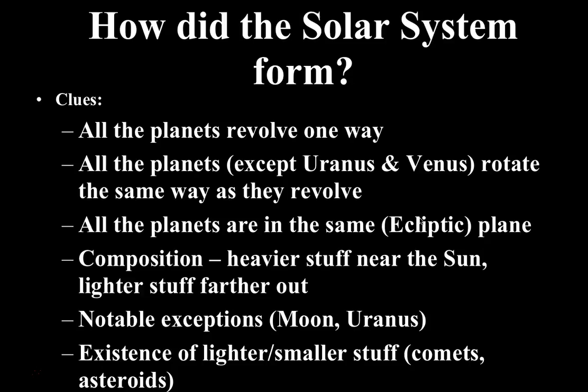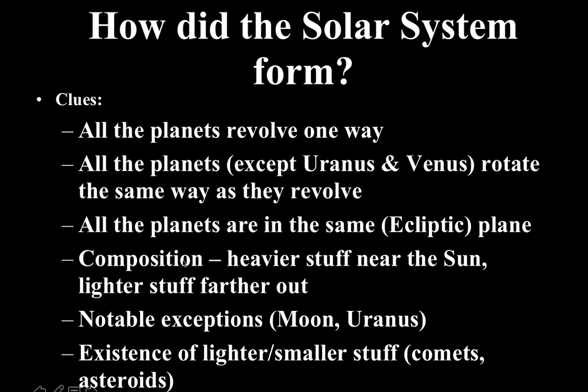Very curious indeed. Now, what the solar system has to explain and the clues associated with the solar system sort of go hand in hand. Basically, all the planets revolve in one direction. All the planets rotate about their axes as they revolve about the sun, except for Uranus and Venus. So we're going to have to keep track of these exceptions, though. All the planets are in the same orbital plane. We call that the ecliptic.